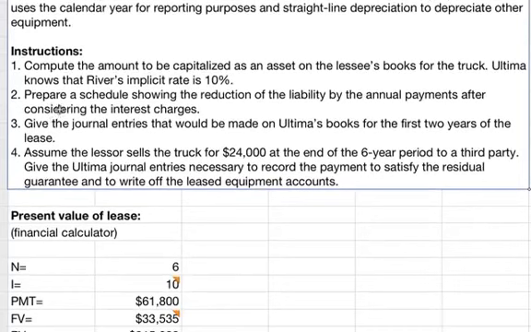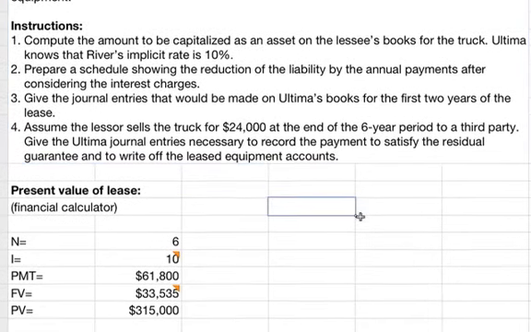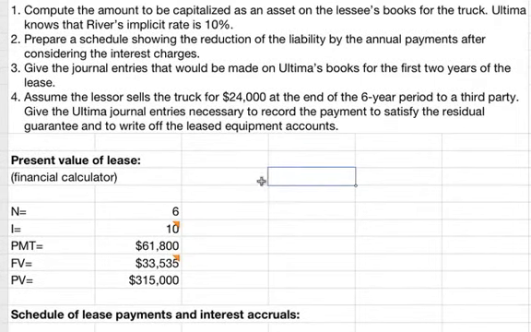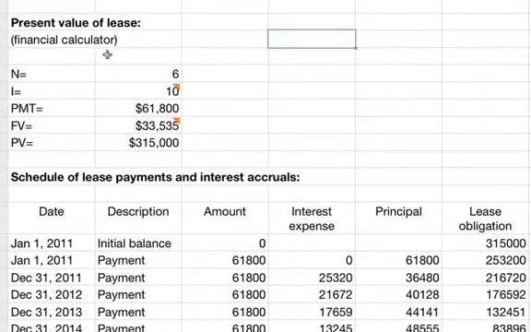Then we're going to prepare a schedule showing the reduction of the liability by the annual payments after considering the interest charges, and we're going to do the journal entries that would be made on Ultima's books for the first 2 years of the lease. Assume that the lessor sells the truck for $24,000 at the end of the 6-year period. Give the Ultima journal entries necessary to record the payment to satisfy the residual guarantee and to write off the leased equipment accounts.